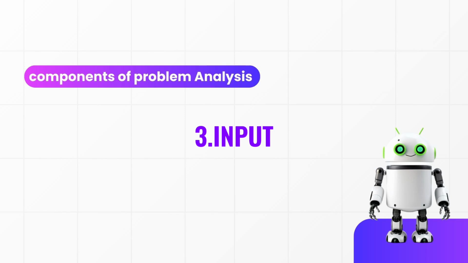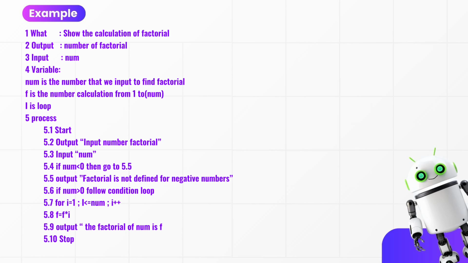Okay, step 4, declaring the meaning of each variable. And the last step is step 5, process. Process is the processing of the solution to get the result. And to make it short and easy to understand, let's look at an example.